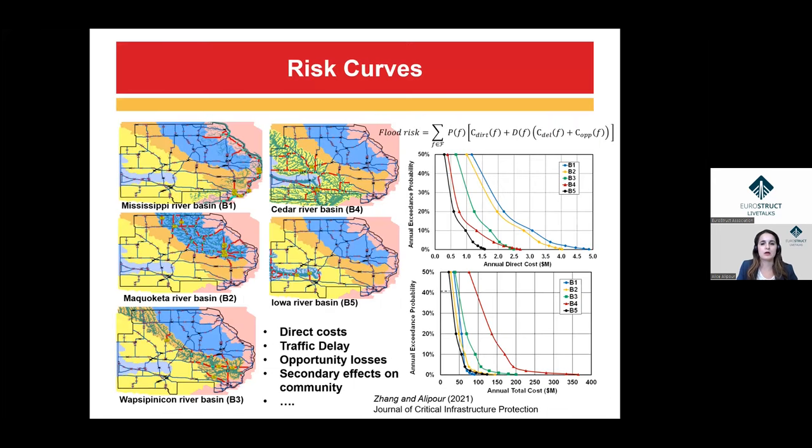Another thing that we did with this framework was to develop risk curves. These risk curves are a very useful tool, especially for the decision makers to understand what type of risk they are willing to take and what that means in terms of annual exceedance probability and the associated cost in different scenarios of extreme flooding events happening in different basins. One can set this up in different contexts. We did it for direct costs and also total costs, which was a combination of direct and indirect costs, but other performance measures can be calculated depending on what the decision maker wants in terms of a performance measure to make decisions on.